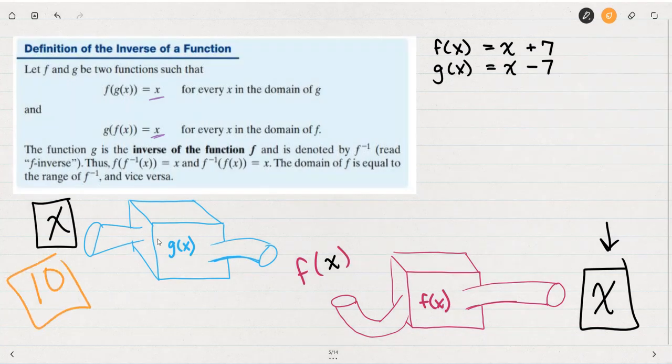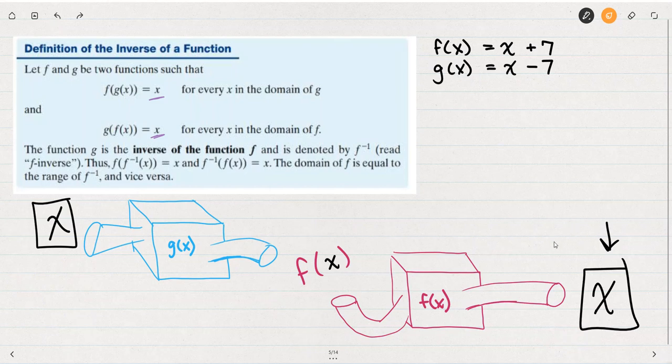A 10 goes in. 10 plus 7 is 17. 17 goes into the second function. Now 17 minus 7, what comes out? A 10. Look at that. We started and ended with the same number. Try it going the other direction, starting with the pink one.